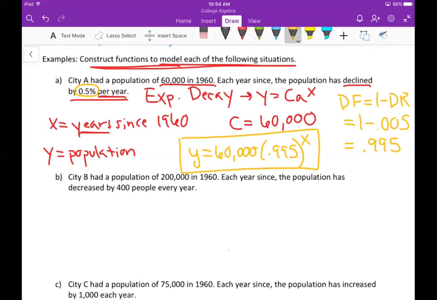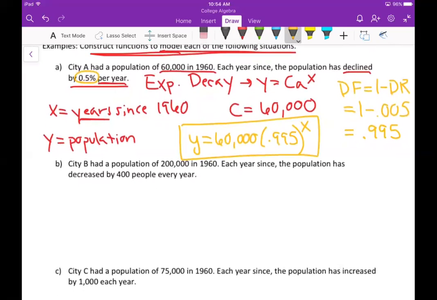Okay, so how is this different than for city B that has a population of 200,000 in 1960, and each year since then the population has decreased, so it's still going down, but this time by 400 people every year. So this time is a constant amount change, right? This is a great example of the constant amount change. It's going down by 400 people every year.